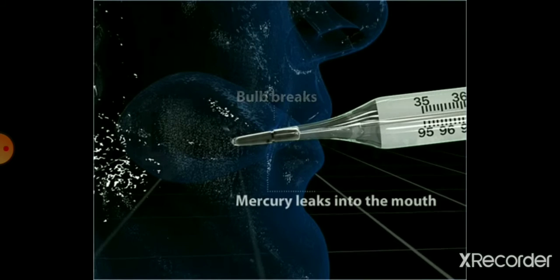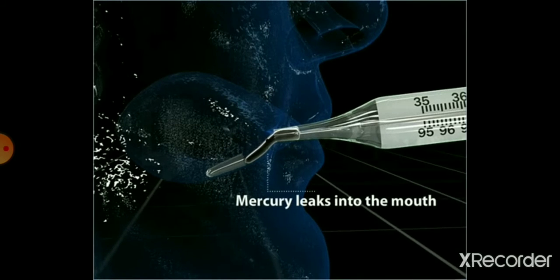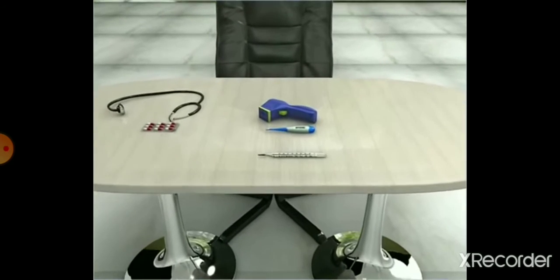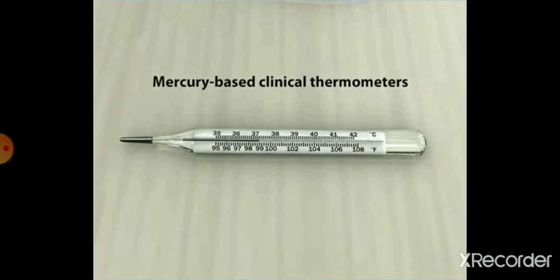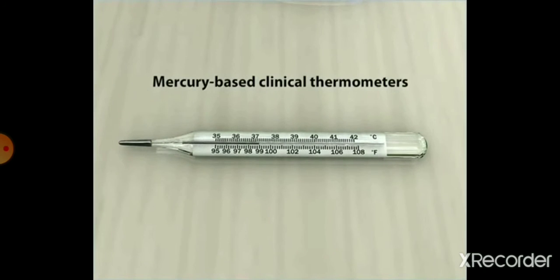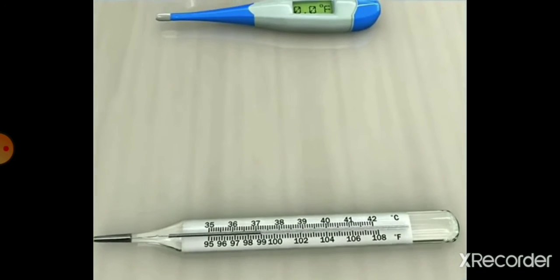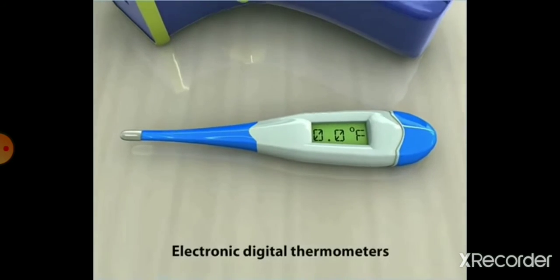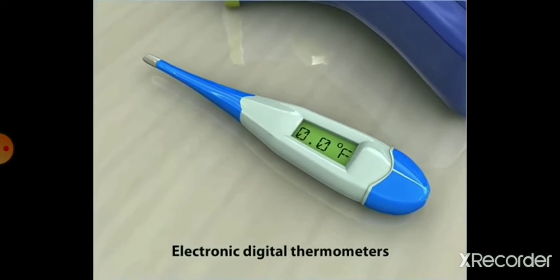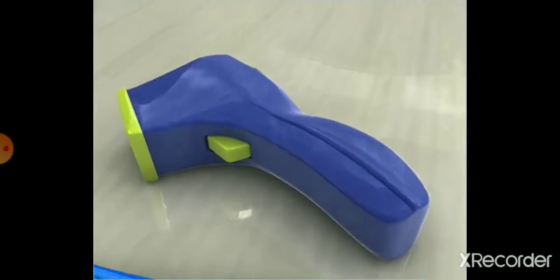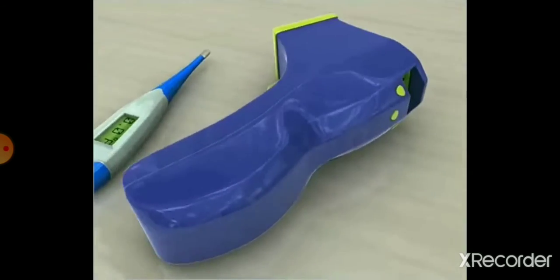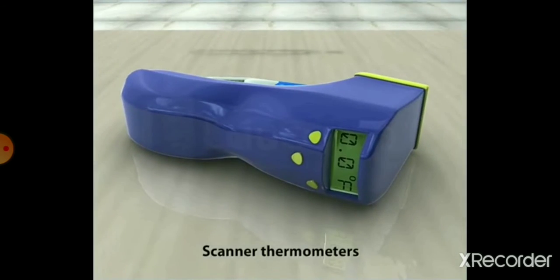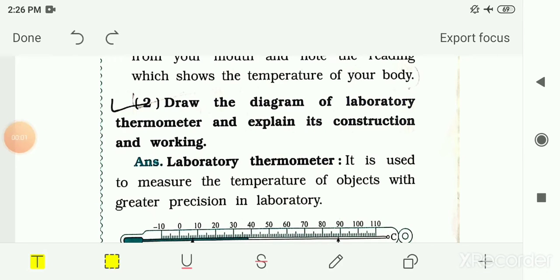If the mercury bulb breaks and mercury leaks into our mouth, then it can even cause death. So to replace this kind of mercury-based clinical thermometer, nowadays electronic digital thermometers are there, and scanner thermometers are also there. So that was the clinical thermometer.